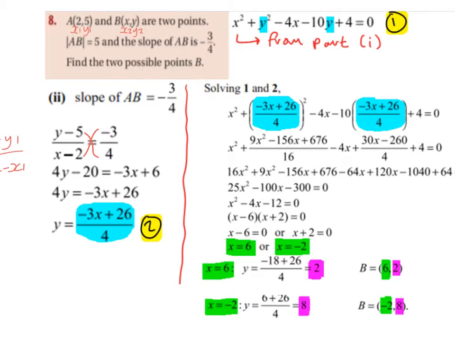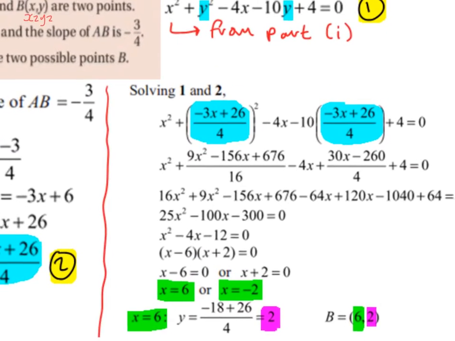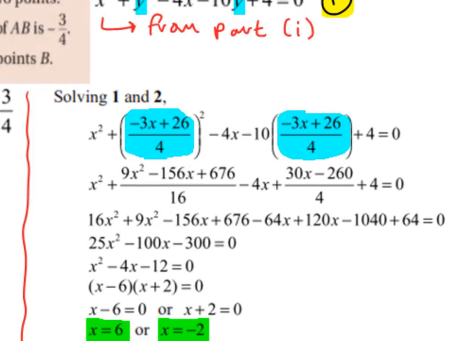So we're going to swap each of these y's for a set of brackets, and into the brackets we're putting minus 3x plus 26 all over 4. This way we have no y's left. Then we just multiply out our brackets and we simplify. So we bring down the x squared, and then minus 3x plus 26 all over 4 squared is minus 3x plus 26 over 4 multiplied by minus 3x plus 26 over 4.